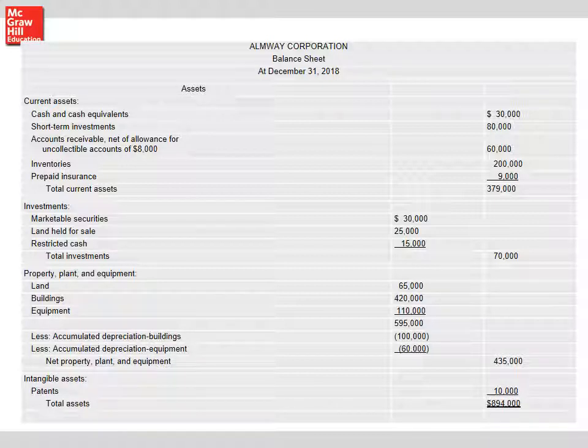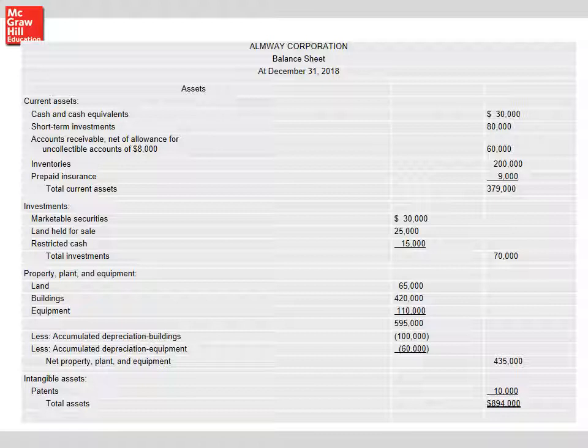Accounts receivable will be reported at 60,000, net of the allowance, and this is how you have to write it in. They tell us this in number 5: net of the allowance for uncollectible accounts of 8,000. So either you write it like that, or you show the gross amount of accounts receivable, subtract the allowance for uncollectible accounts, and show the 60,000.